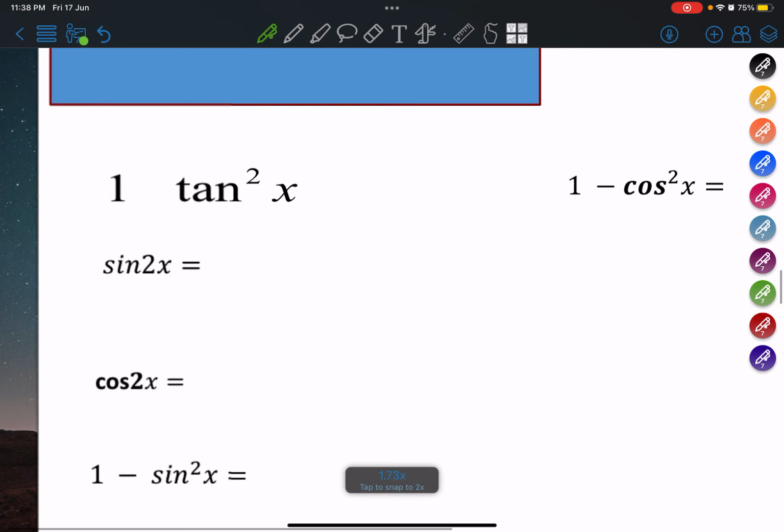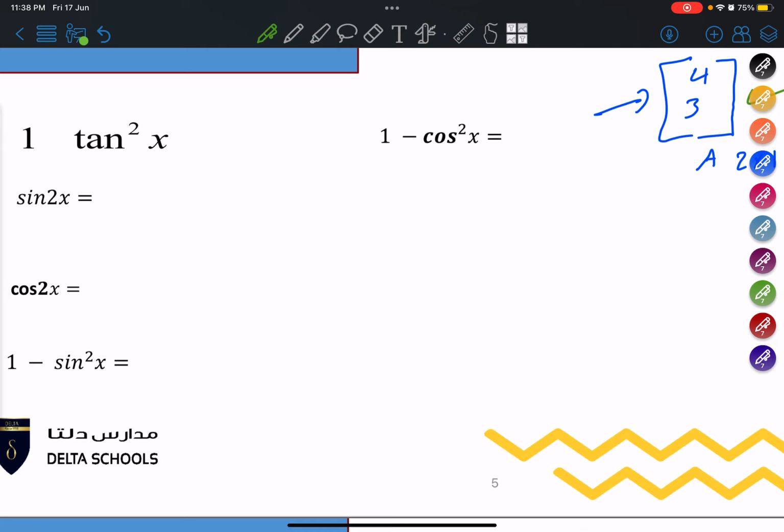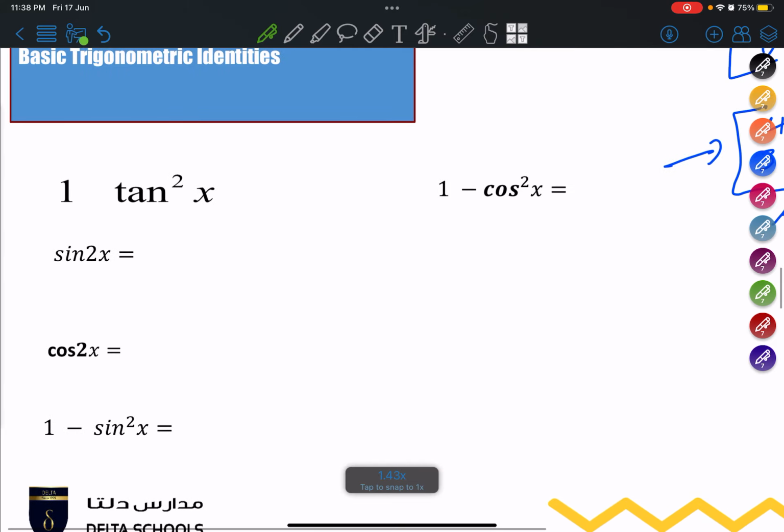Now here, to be able to solve most of these questions, we'll have to be familiar with the identities, trig identities.